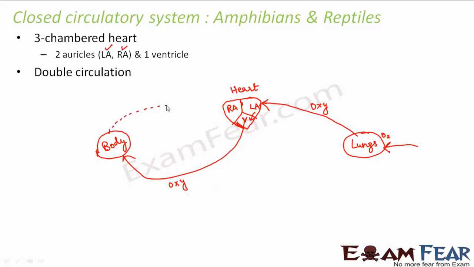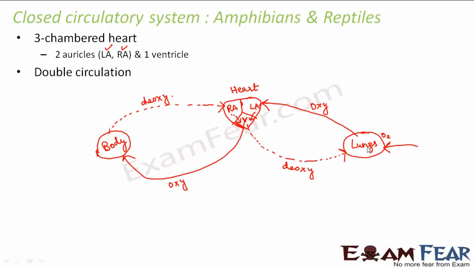This deoxygenated blood will then reach the right auricle of the heart, because the auricle is again the receiving chamber. So it will receive the deoxygenated blood. It will send the deoxygenated blood to the ventricle, and the ventricle will send this deoxygenated blood back to the lungs. So what will the lungs do with this deoxygenated blood?